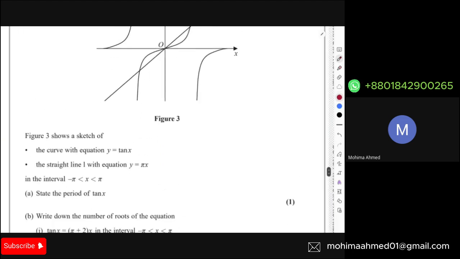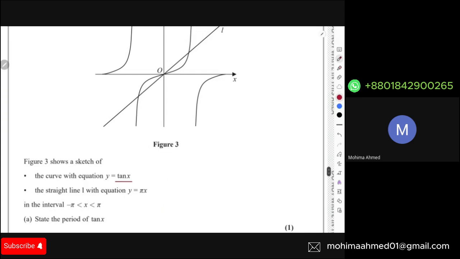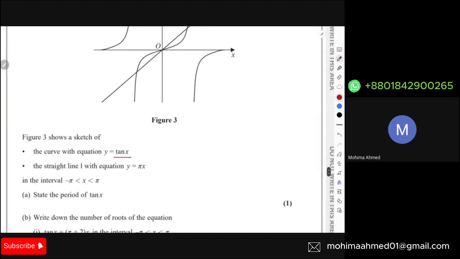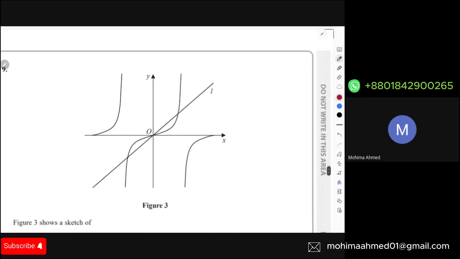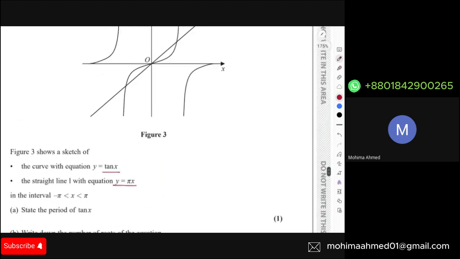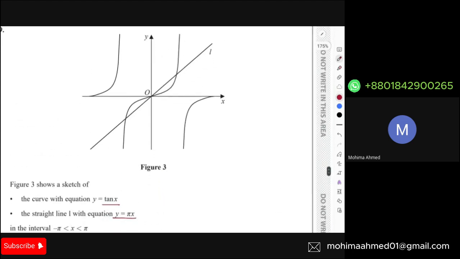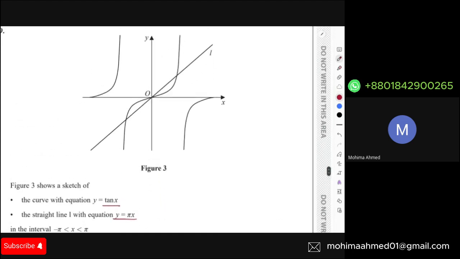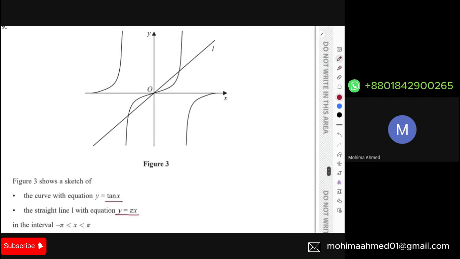Question 10 says that y equals tan x, and the straight line y equals pi x is drawn over here. In the interval minus pi to pi, state the period of tan x. We know that in general cases, the period of tan x means what? Between minus pi to pi, this graph is also for the range, right? In the interval minus pi to pi, we have to find the period.